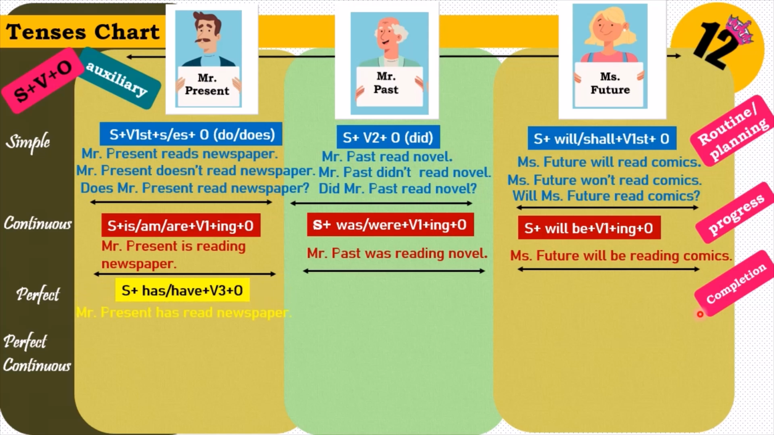Here we have the sentence. Mr. Present has read newspaper. Then coming towards past tense, we have the formula subject, had, verb third form and the object. So it would sound like Mr. Past had read novel. It is a kind of work that he had completed in past and finished with it.